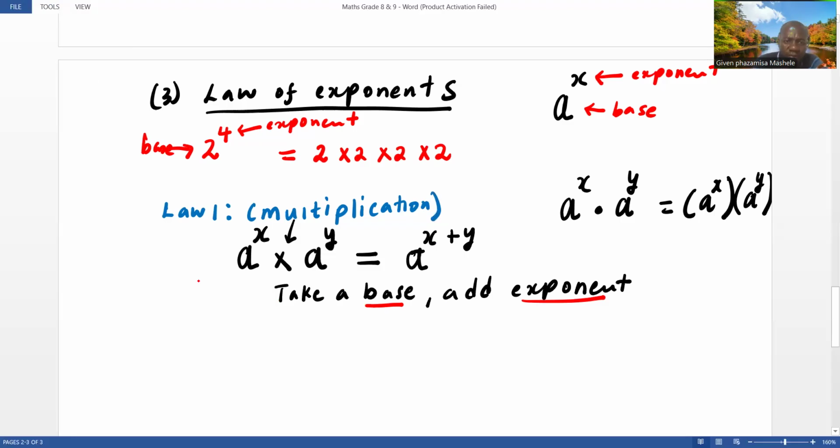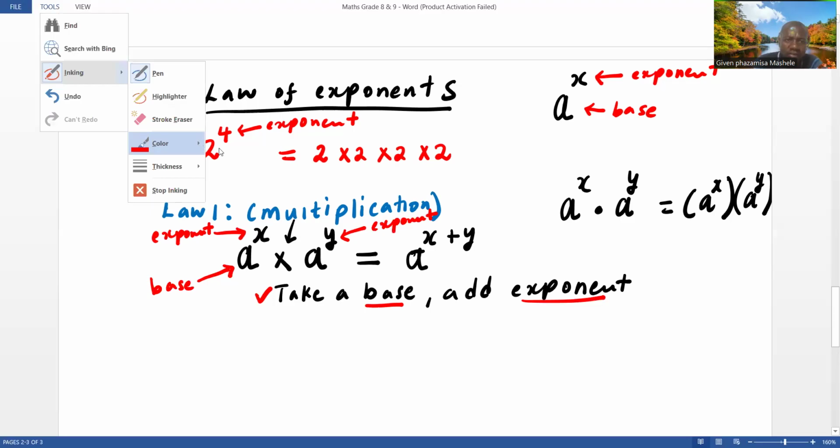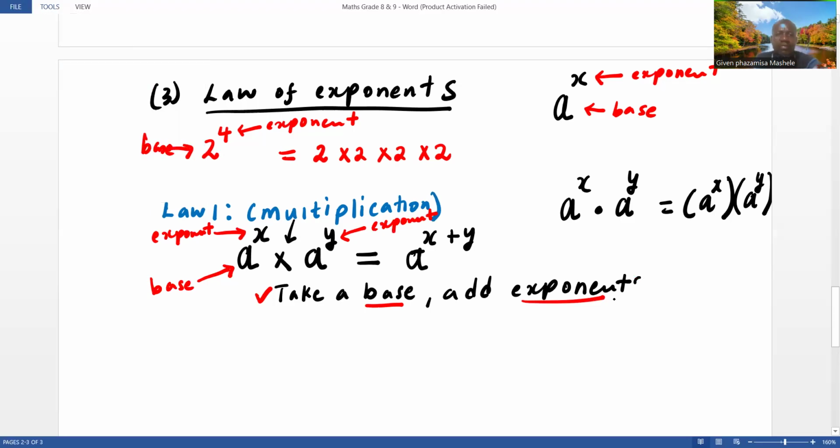By the way, which one is our base here? From the first one, our base is A. Which one is the exponent? The exponent is X. Same applies here, this is an exponent. And what is our base? Our base is A. So what do you do? You take one base and you add the exponent. This is according to the first law of laws of exponents.